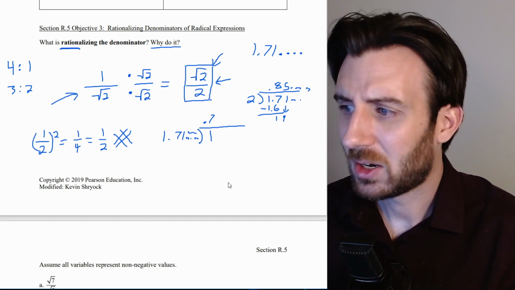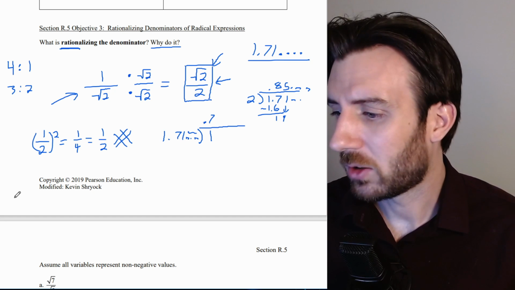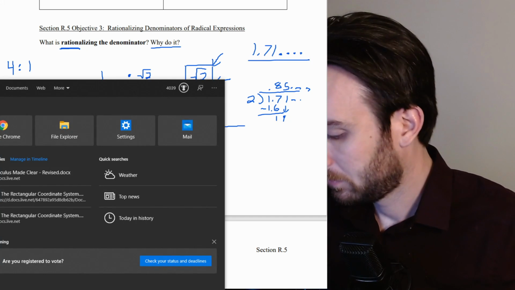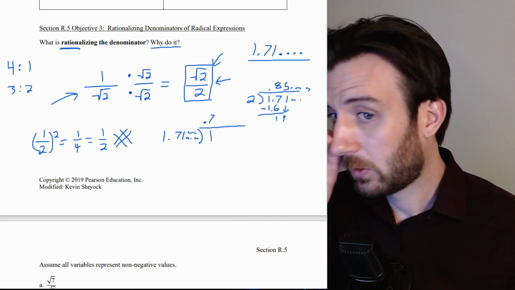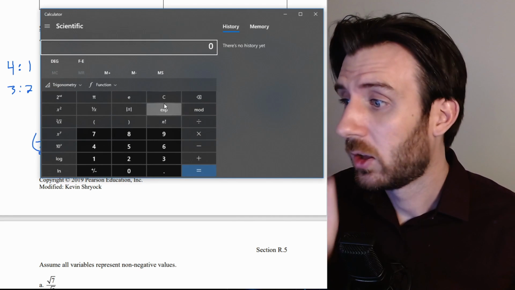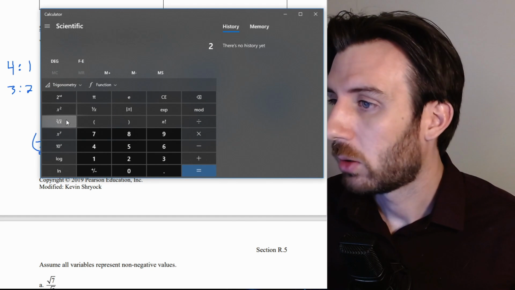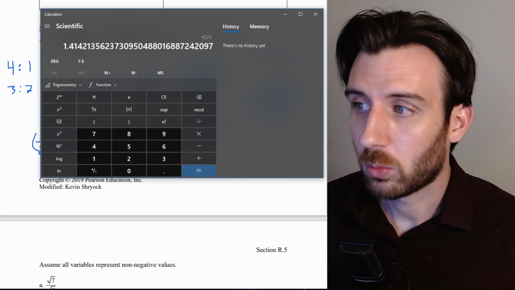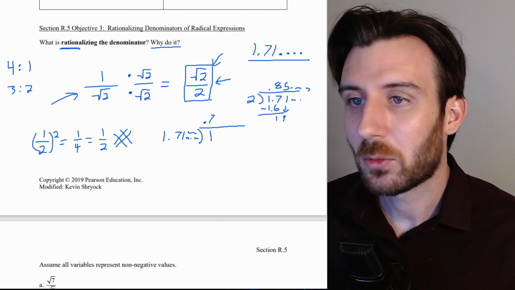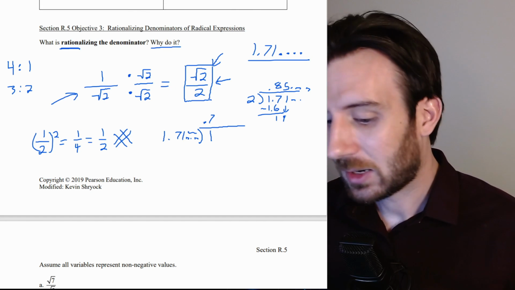Now, I'm hoping I got all of my numbers correct, that this actually is 1.71. Let's check it in our calculator, shall we? We're looking for what the square root of 2 actually would be. So I've got 2. I'm going to square root it. 1.41. So actually, let me correct this a little bit. I should have known that one because I use it all the time, but I didn't, and I make mistakes.